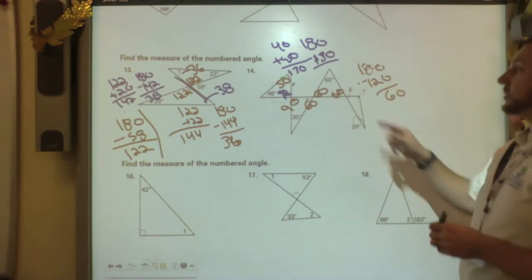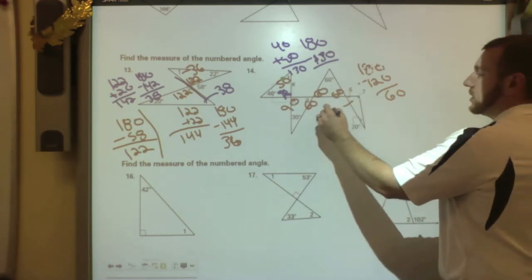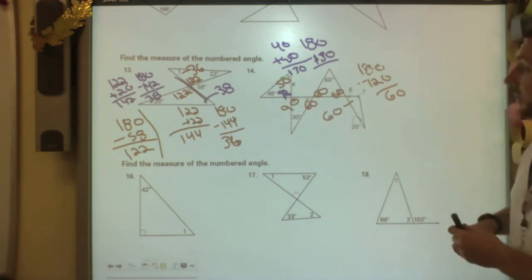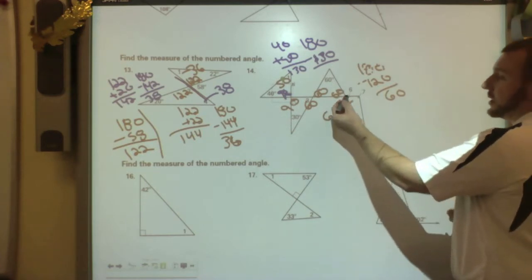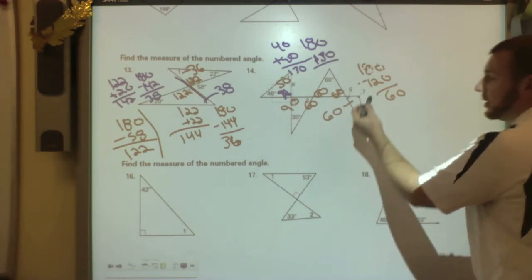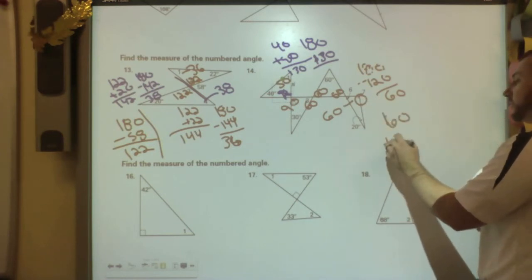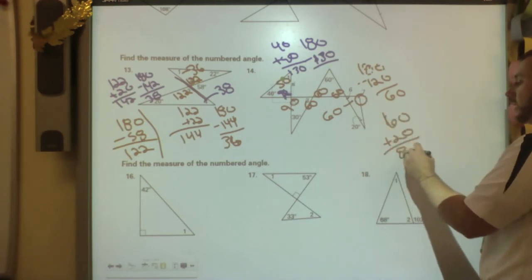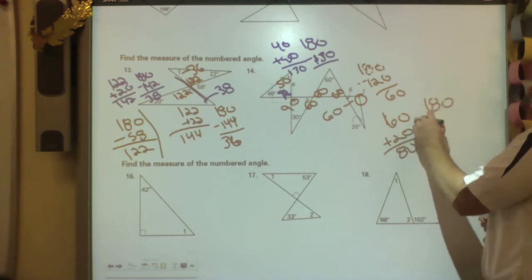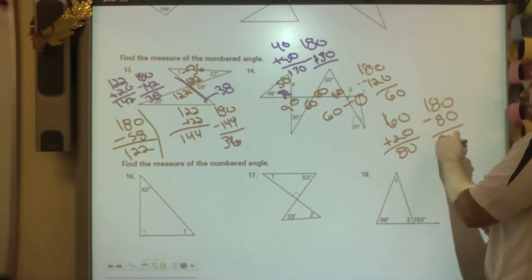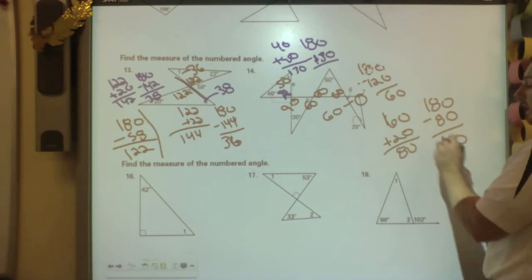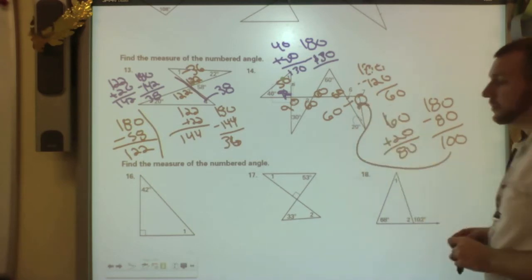Then vertical angles right here means that angle 6 is 60. Now I can look, okay, if angle 6 is 60 and this is 20, to find angle 7 here, I'm going to do 60 plus 20, and I get 80. 180 minus 80 is 100. So that is what angle 7 is.